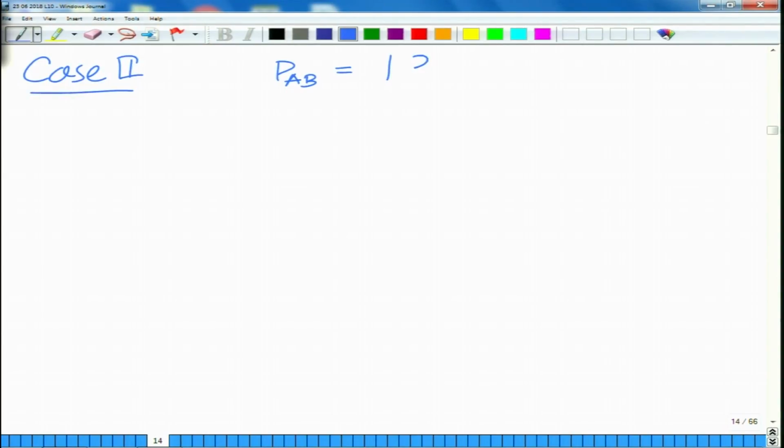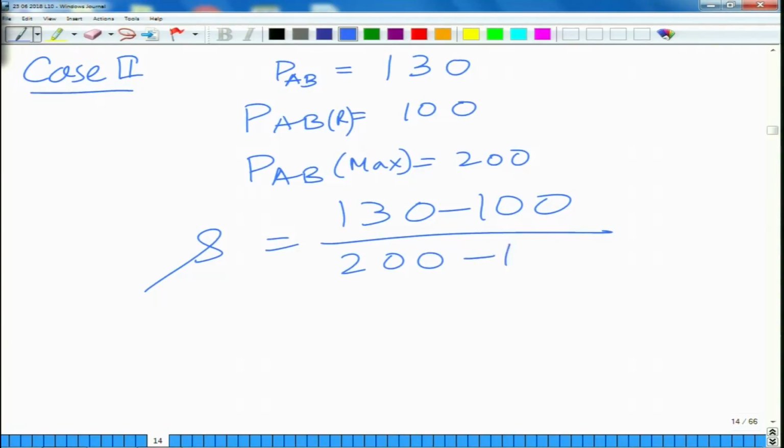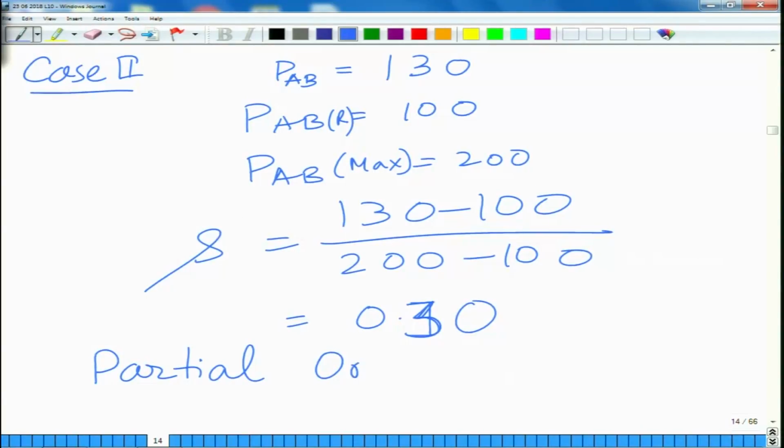So, if PAB observed is, let us say, 130, PAB random that we have worked out is 100, and PAB max is 200. In such a case, S would be equal to (130 minus 100) divided by (200 minus 100). This would be 0.30. So, this will have a certain degree of ordering. It is not complete, so it is partial ordering, which is called short range ordering.